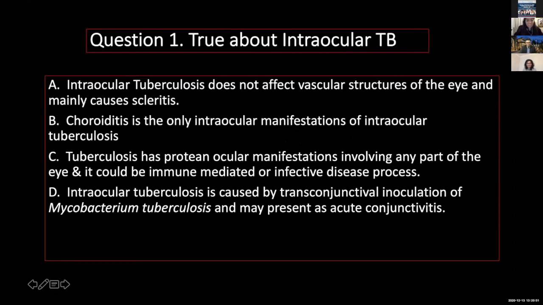What is true about intraocular TB? A, it does not affect vascular structures of the eye and mainly causes scleritis. B, choroiditis is the only manifestation of intraocular TB. C, TB has protean ocular manifestations and can involve any part of the eye, and it could be immune-mediated or an infective disease process. And D, TB could be caused by transconjunctival inoculation of mycobacterium and may present as acute conjunctivitis.